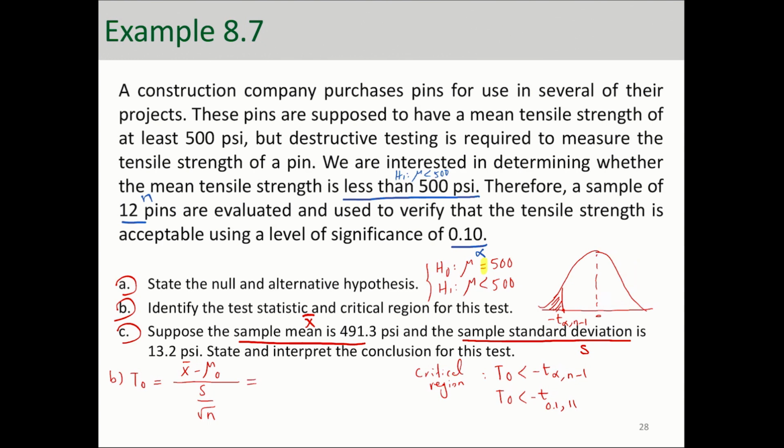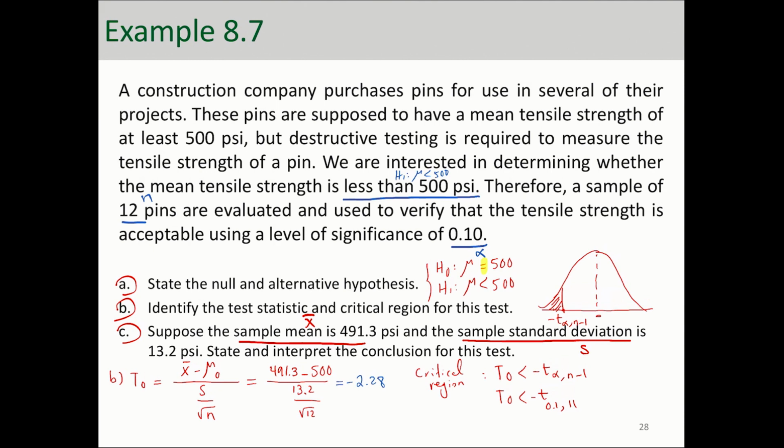So we need to calculate the test-stat first by plugging in the parameters. X bar is 491.3 minus mu naught is 500, that's your hypothesized value, over 13.2 divided by square root of 12. And when you do the math here, you get negative 2.28. Now we need to find this critical value from the table and compare it with negative 2.28, see if we are in the acceptance region or critical region.